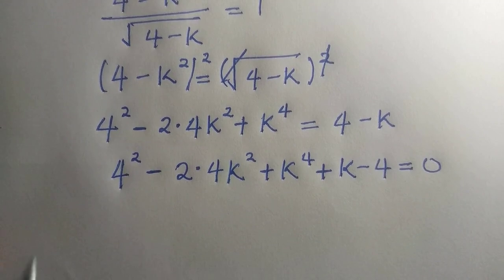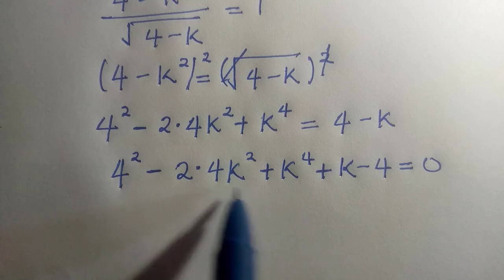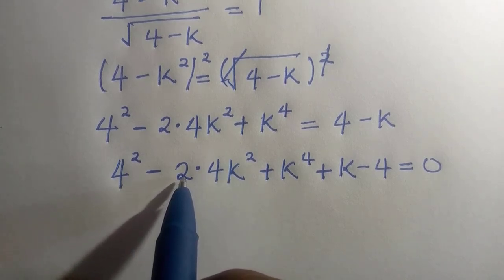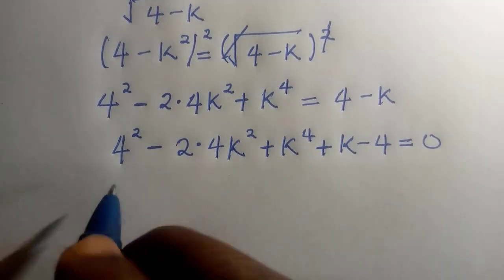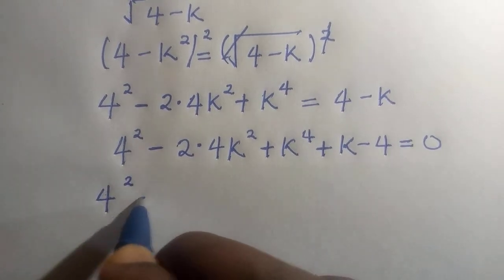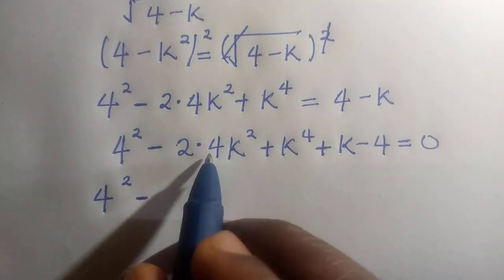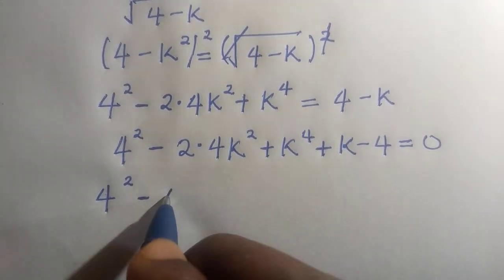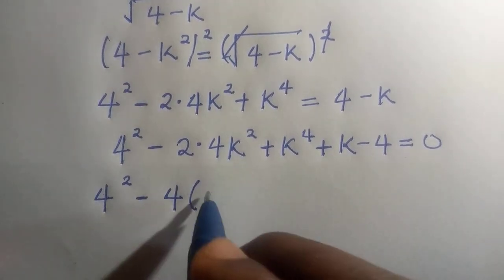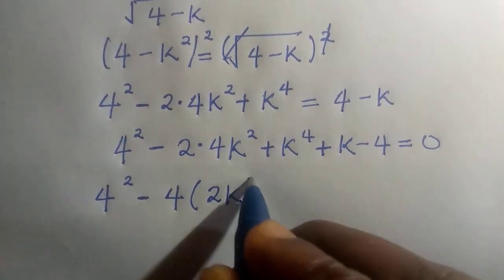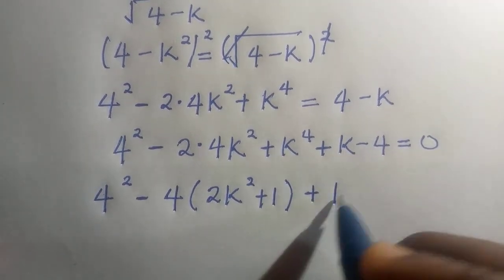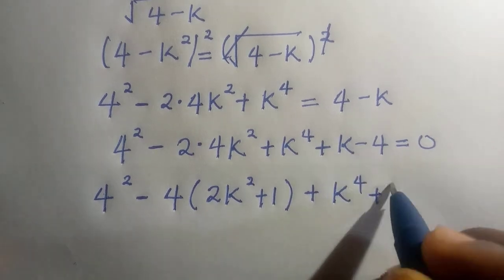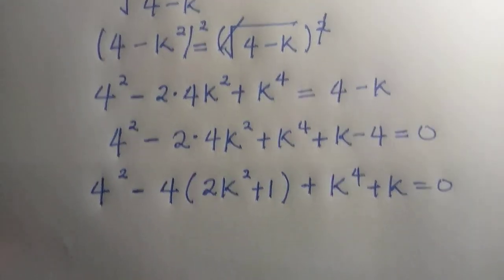Having this, the next thing we are going to do: here we have 2 multiplied by 4k². I want to combine this 4 with this one so that we can have 4 raised to the power 2 minus. After the combination, both are having 4, so suppose I factor out that 4. Here we are left with 2k², then here becomes plus 1. So we have this as k⁴ + k equals 0.